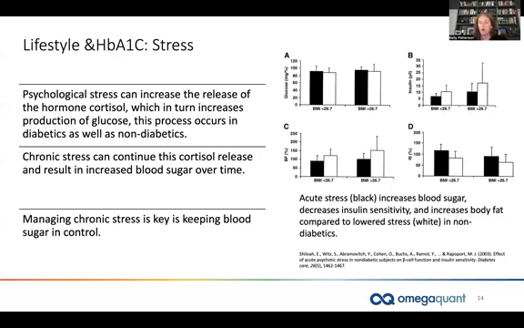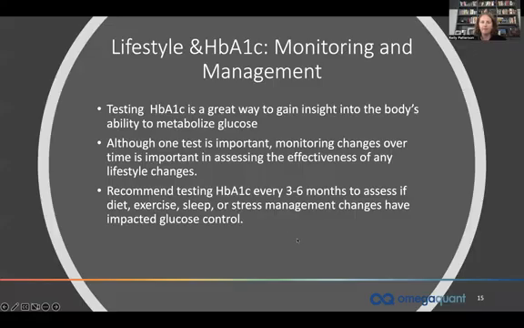It's really a great evolutionary mechanism, but especially when we have chronic stress, we can start to see blood sugar elevated over the long term. And managing chronic stress is really key to help with blood sugar control. So finding things that help reduce your stress is really, really important.